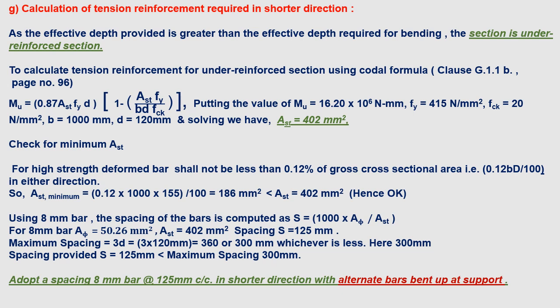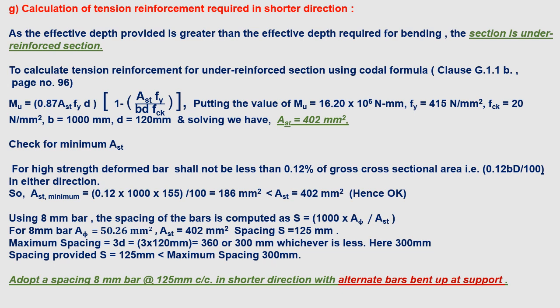Now we'll find out the spacing. Spacing is equal to 1000 into phi, that divided by Ast. Now for 8 mm bar, cross-sectional area of a bar equal to 50.26 square millimeter, Ast equal to 402 square millimeter. So spacing is equal to 125 millimeter.